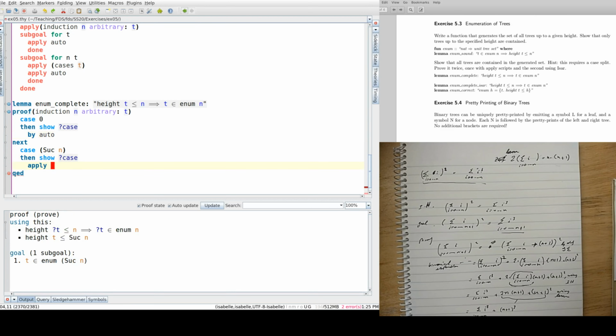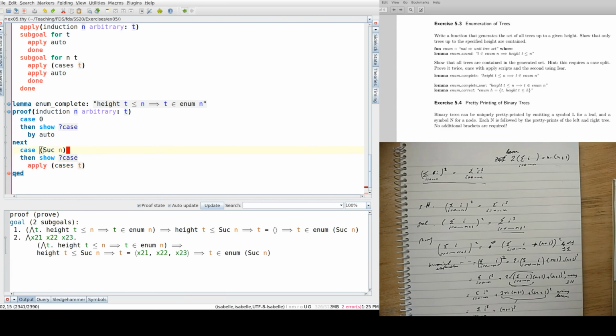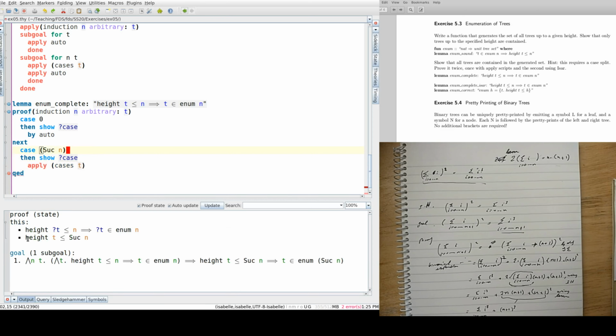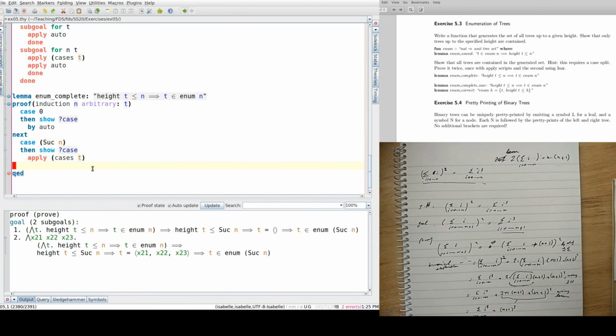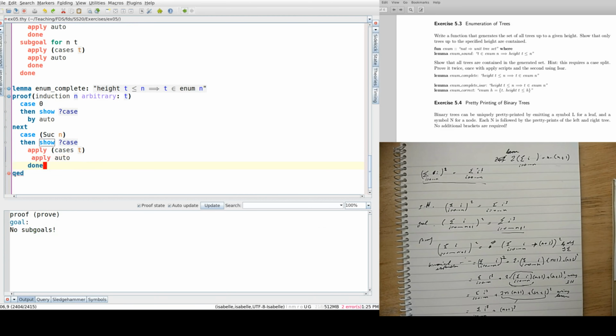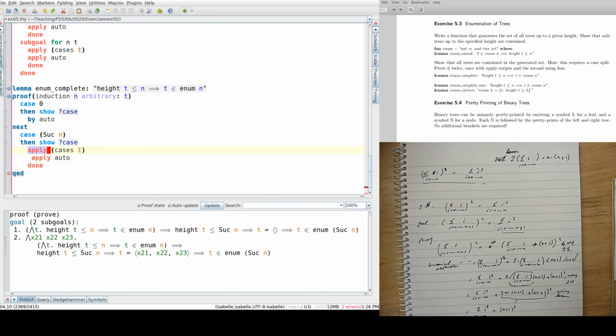cases of t. Look here, so the induction hypothesis, the premises talk about this t. So instead of having to say for n and t, the premises already talk about n and t. So we say cases on t and then apply auto and then done. Or you can also say by cases of t and then done. So when you have only two apply commands, you can say by the first one in brackets and then the second one like that. So that's our version of that proof.